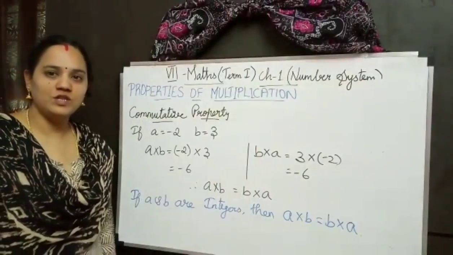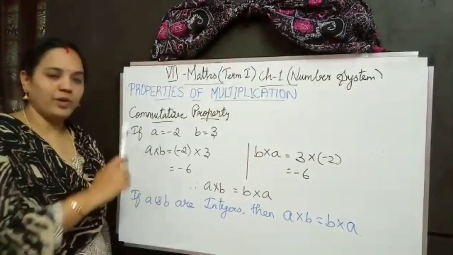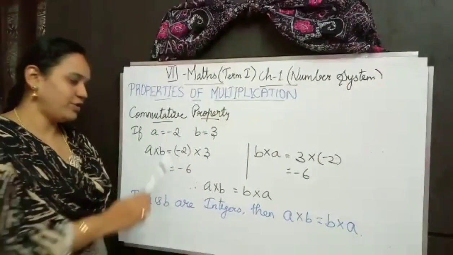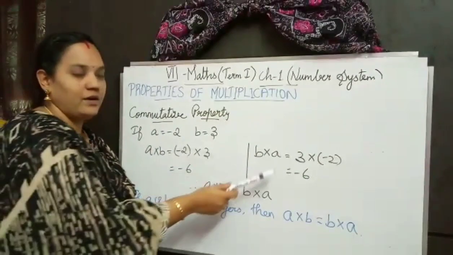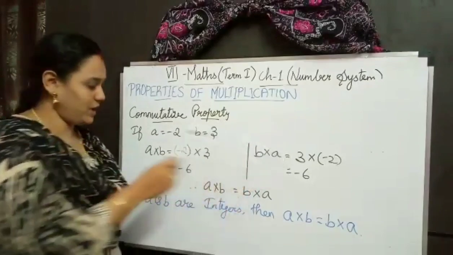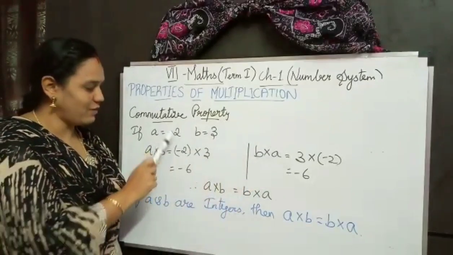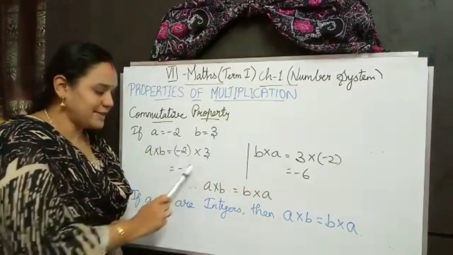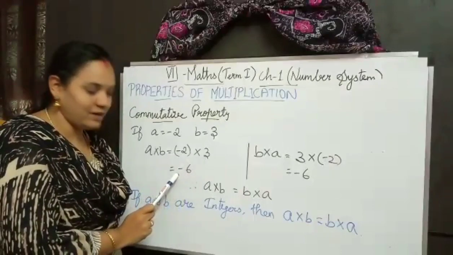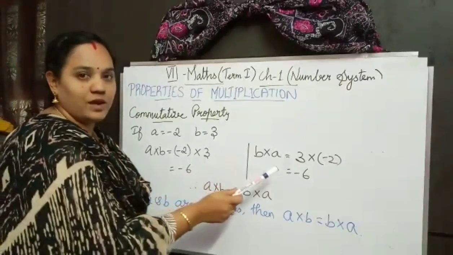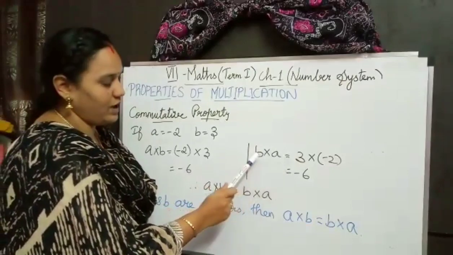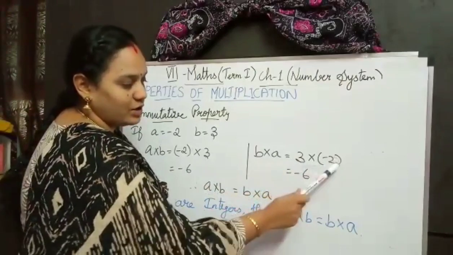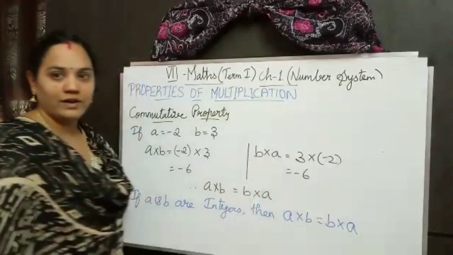Next property is commutative property. For commutative property also we are assuming A as -2 and B as 3. Now we are going to find A into B and also B into A. A into B means A value is -2 and B value is 3. We are multiplying these two integers. 2 threes are 6. Different signs, so we have written -6. Is it clear? The same thing we are going to find for B into A. B value is 3 and A value is -2. Multiplying, 3 twos are 6. Different signs, so I have written minus here.